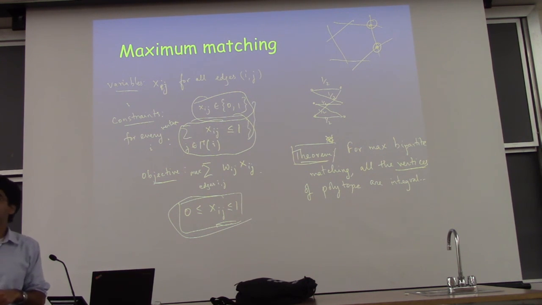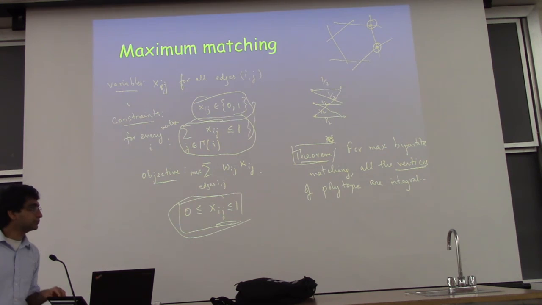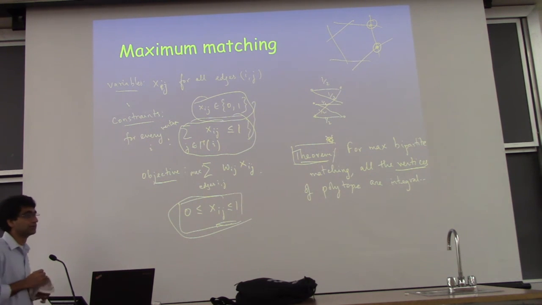Okay. So questions about this? This is a very powerful concept that all vertices are integers, right? So how would you go about proving such a thing? Is it because your ranges are all integers on the constraints? It's partially because of that, yeah.